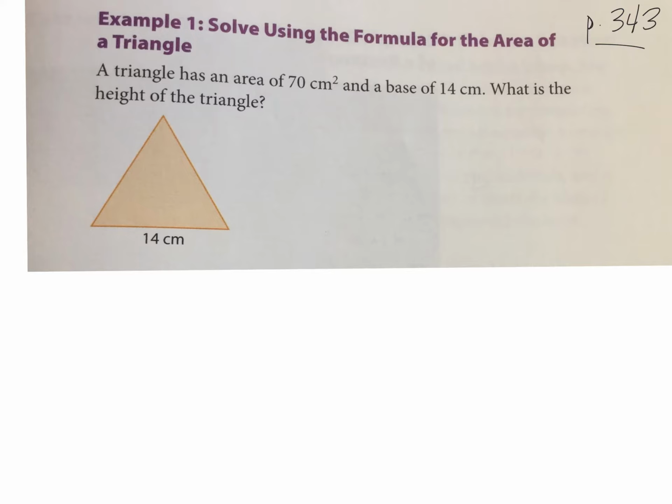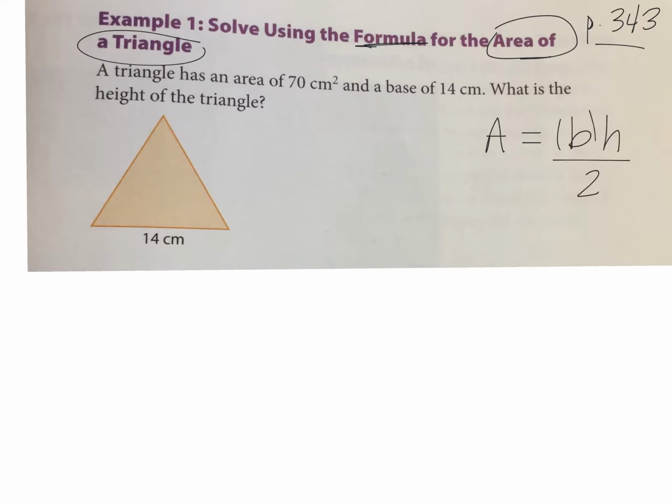So we're solving using the formula for area of a triangle. So we need to review what is the formula for area of a triangle. Area of a triangle, so I want you to copy this down, is equal to base times height divided by 2. So base times height.